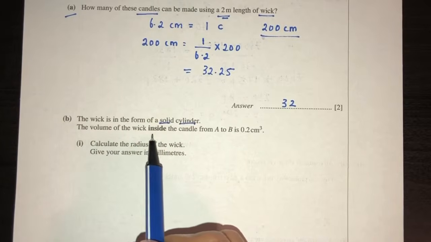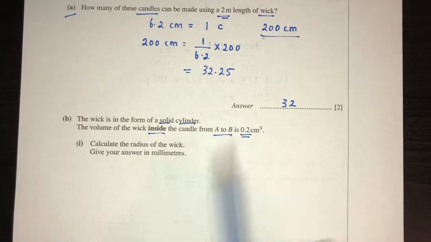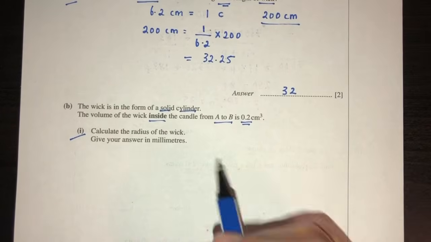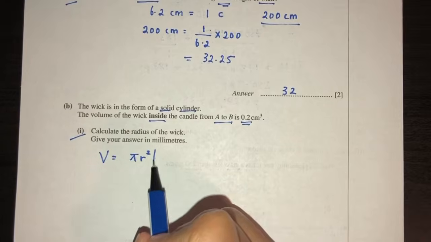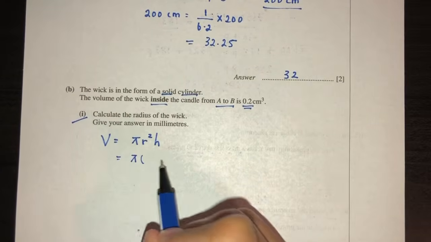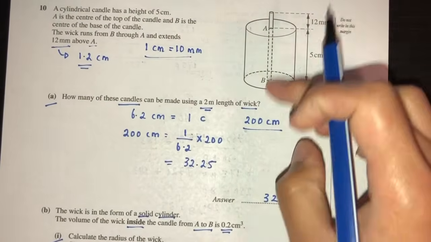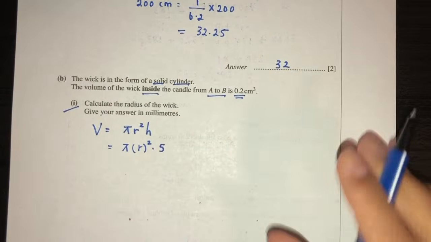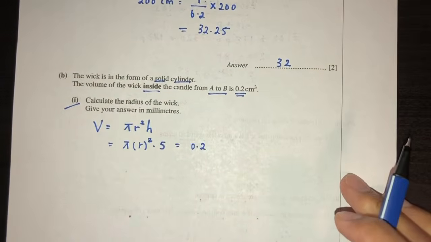The volume of the wick inside the candle from A to B is 0.2 centimeter cube. Now part 1, calculate the radius of the wick. As you know, the volume is given by pi r square h. Now pi is pi, r square we don't know, and h has been given to you from A to B as 5 centimeters. That is equal to 0.2 centimeters cube.